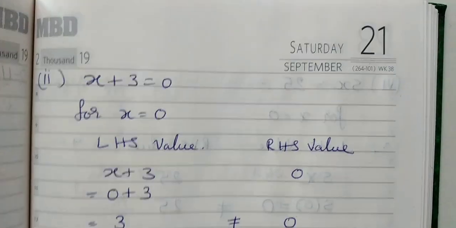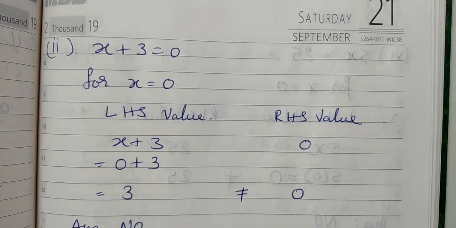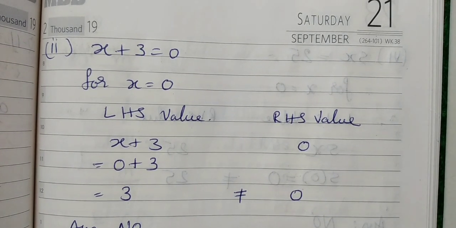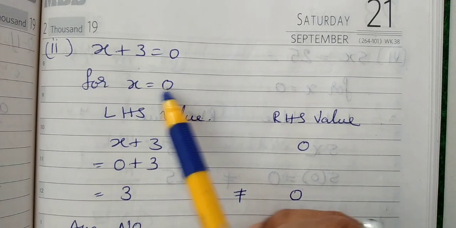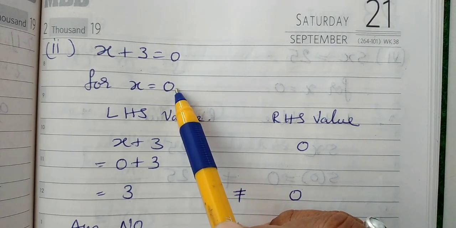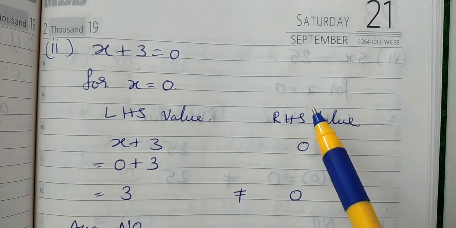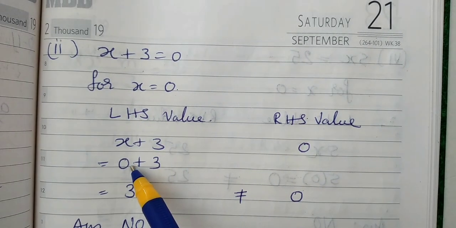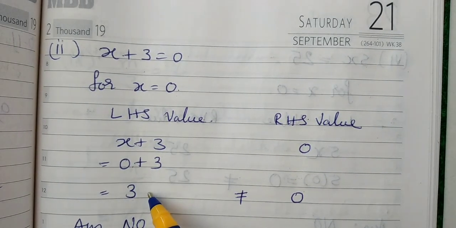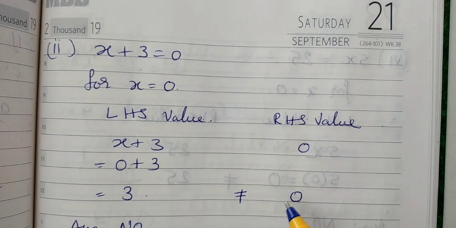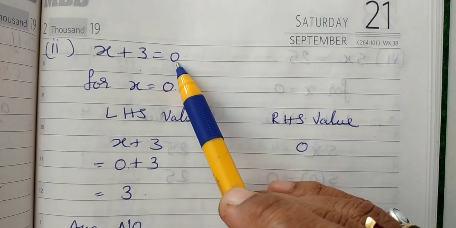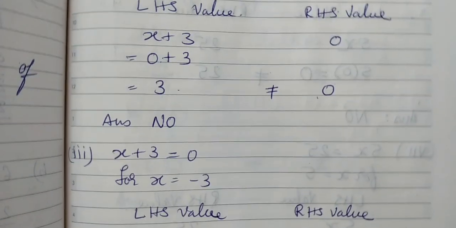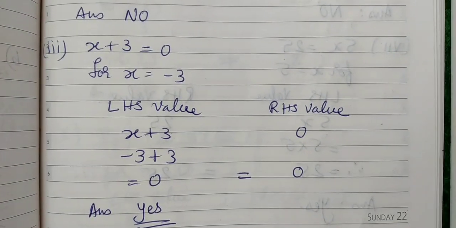Now we move on to the next sum. The equation is the same, but the value of x to be taken is 0. Left hand value, right hand value. Left hand side x plus 3, in place of x put 0. 0 plus 3 is 3, which is not equal to 0 because 0 is the right hand side value. It is not the same, so the answer is no.